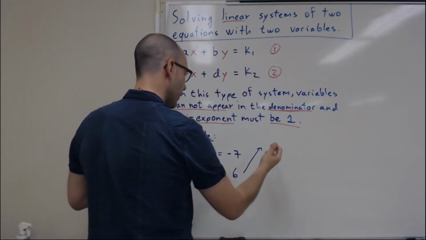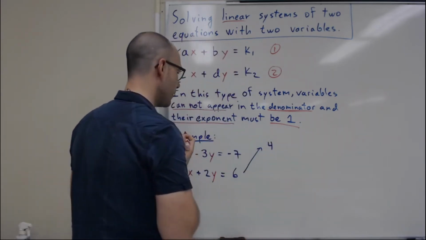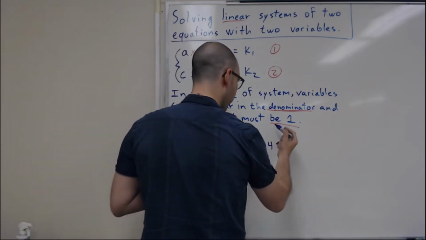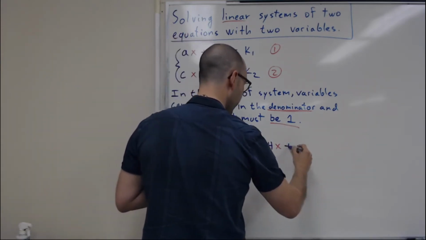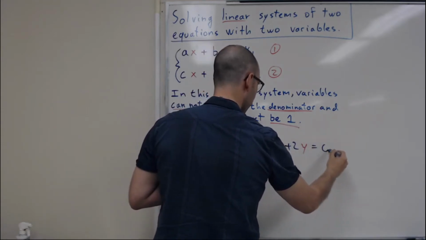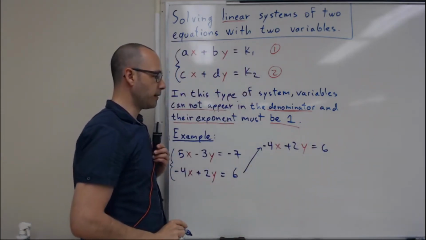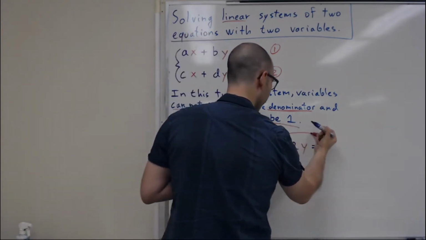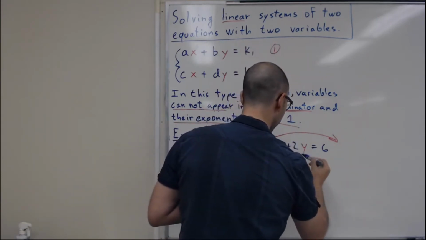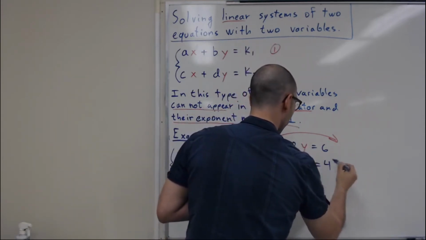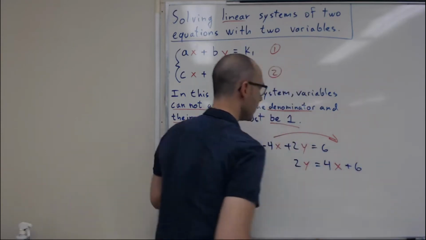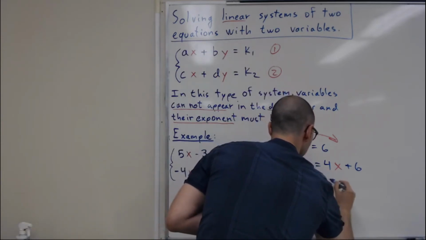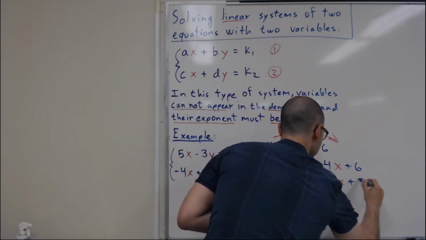So let me get the first equation. So I'll just rewrite the second equation, -4x plus 2y is equal to 6. And now I will isolate the y variable. So I will bring that -4x to the other side. I'll have 2y is equal to 4x plus 6. And then I will divide both sides by 2. So I'll have y is equal to 2x plus 3.